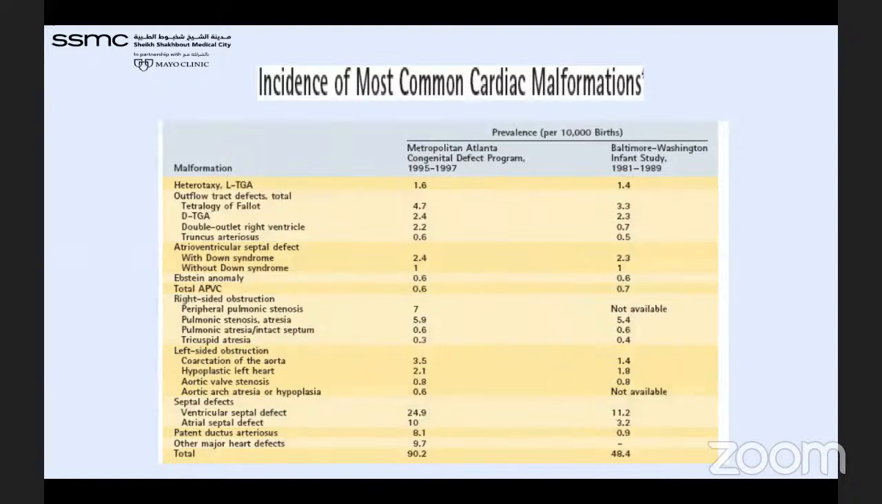I just put these two tables that many of our fellows, junior colleagues, and postgraduate students giving exams need. So the incidence of the most common cardiac disease, these are all the cardiac diseases present. This is an old study, but it is the same throughout time, and it is per 10,000 in the Baltimore-Washington study and the Atlanta study.